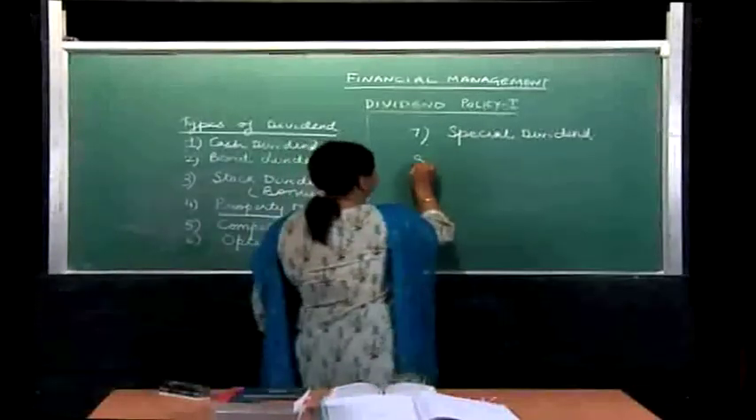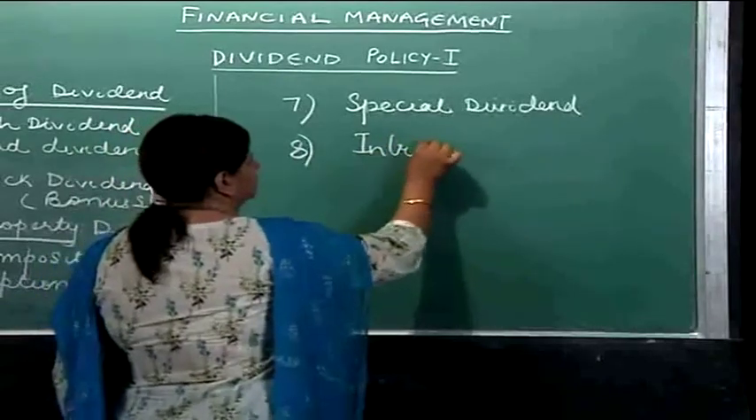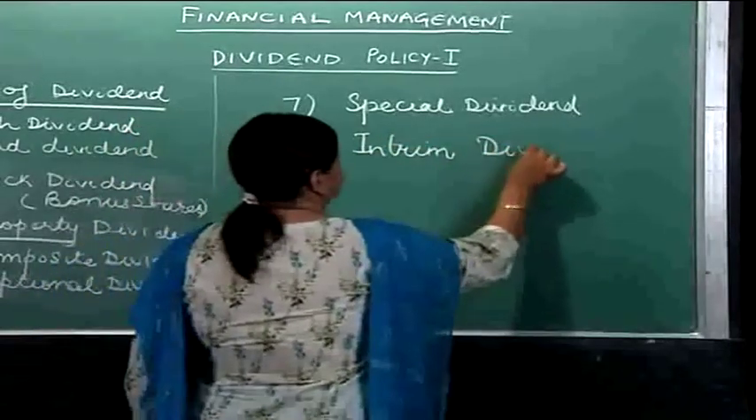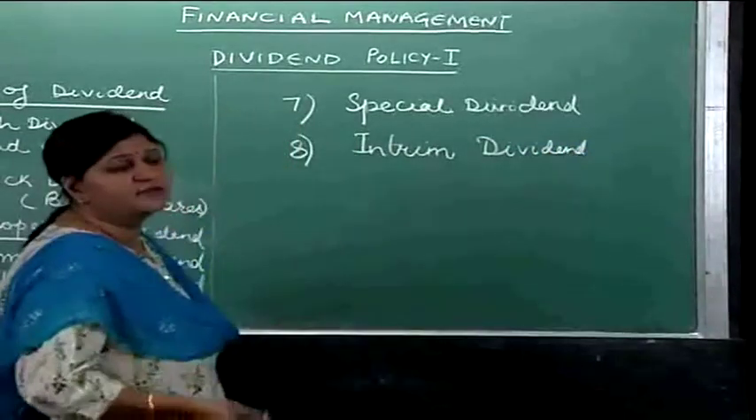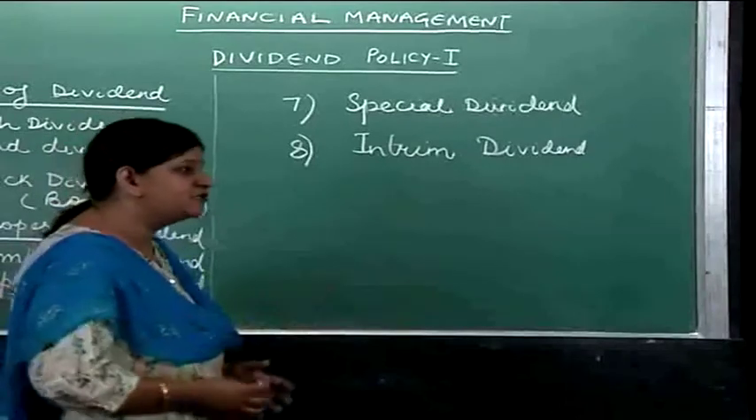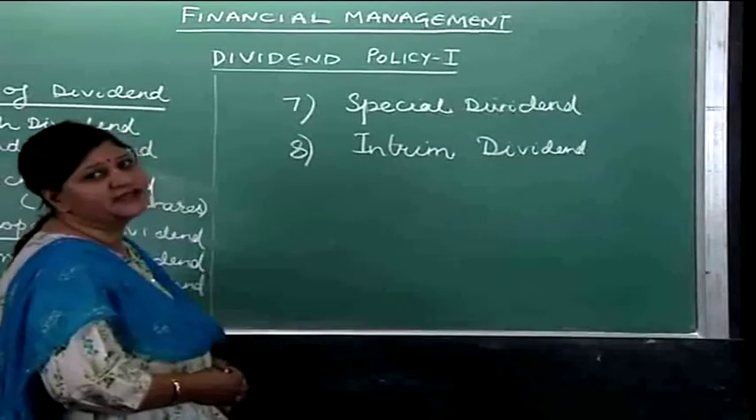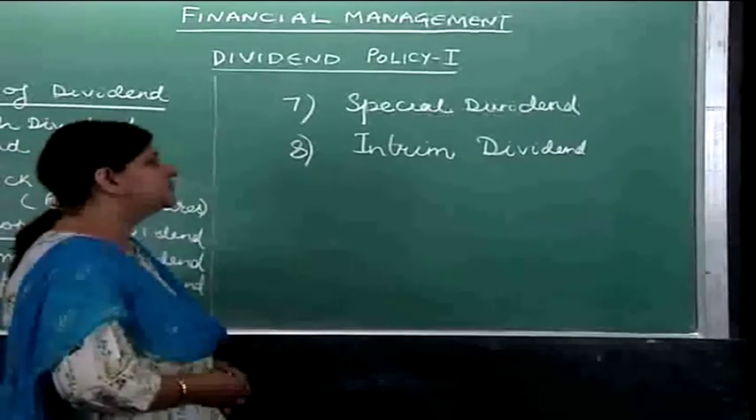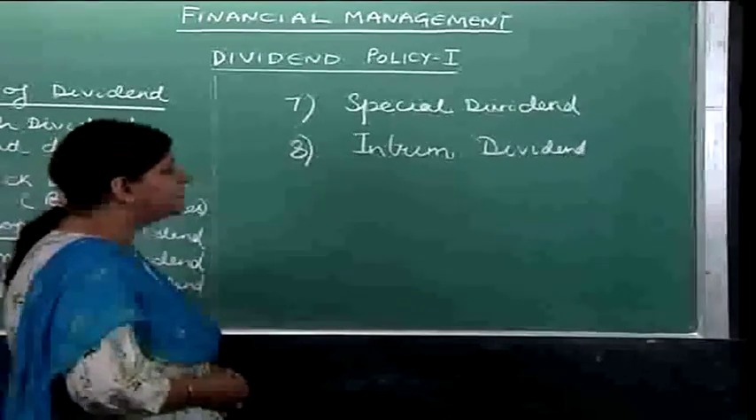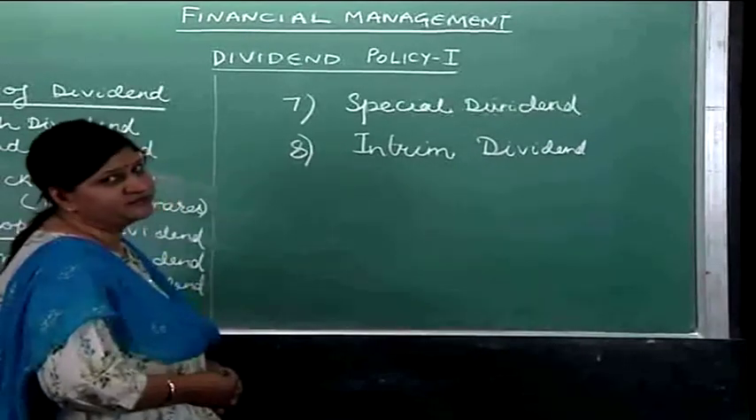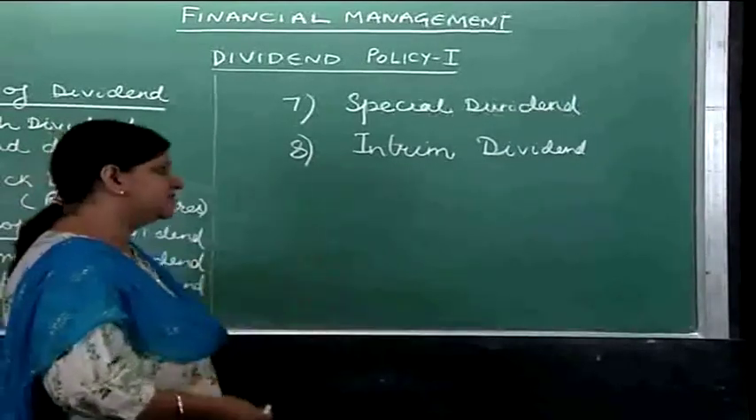Next is interim dividend. Generally, the dividends are being paid at the end of the year, but where the firm has adequate profits, they can declare the dividend at any time before the end of the financial year. So such dividends which are being declared in the middle of the year or any time during the year are known as interim dividend, provided the company has adequate funds to pay off such dividends.